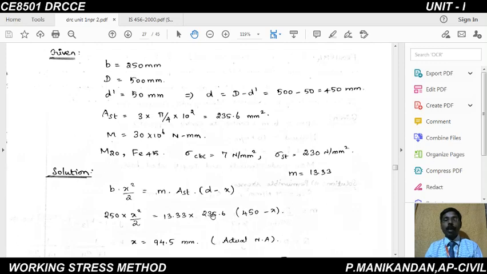With the values of capital D and D dash, we can find the effective depth. For that, we write the formula: small d, that is effective depth, is equal to overall depth minus cover value, which is equal to 500 minus 50, so we get 450 mm.